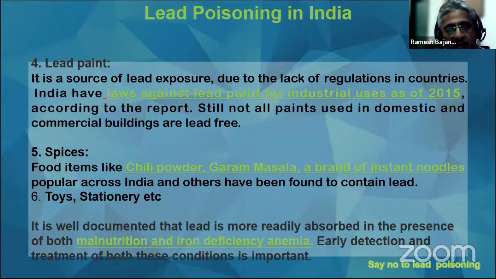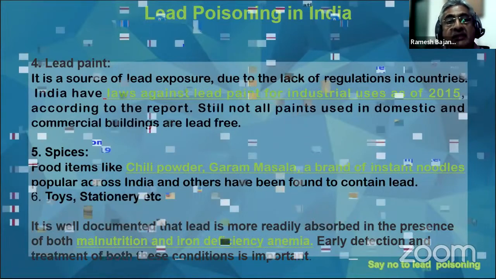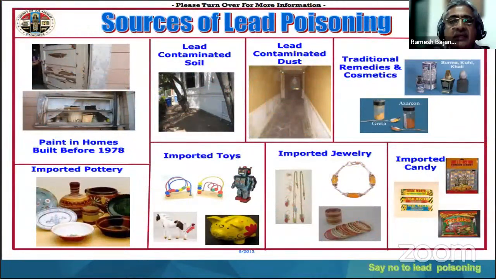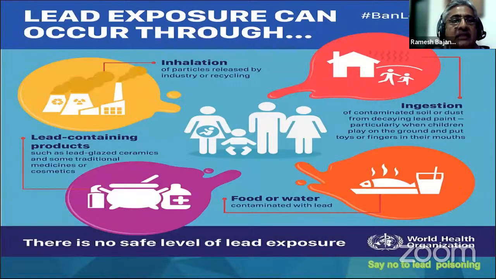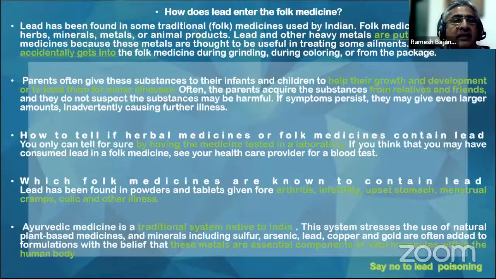It is well documented that lead is more readily absorbed in the presence of malnutrition and iron deficiency anemia. So early detection and treatment of both these conditions is important. As we can see from this slide, particularly paint in homes built before 1978, lead contaminated soil. I won't go into the details. These are the routes of inhalation and ingestion, which have been found.